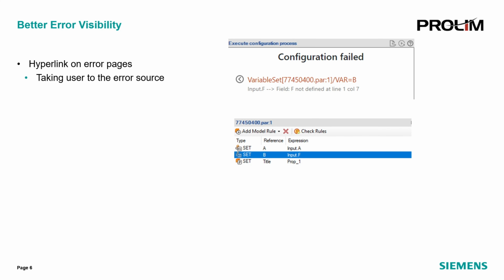Next, we have the option of pointing out the exact location where the configuration has failed. In this case, we have a failed configuration, and the error message states that the field F is not defined at line 1 and column 7. So if you press the arrow right here, it takes you to the specific location where the configuration has failed, and you can make the change. In this case, it looks like set B input field F in a model action has failed.